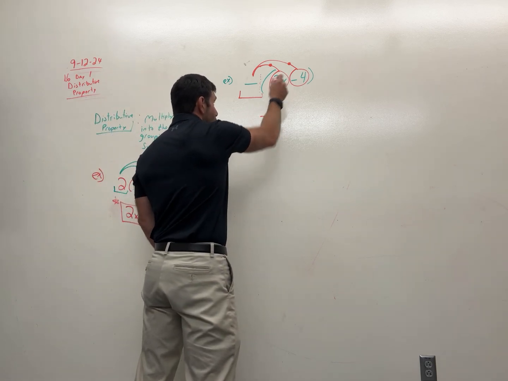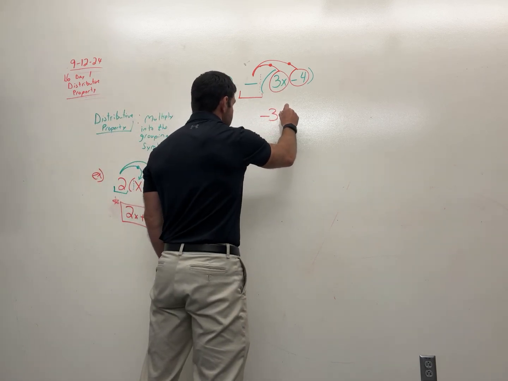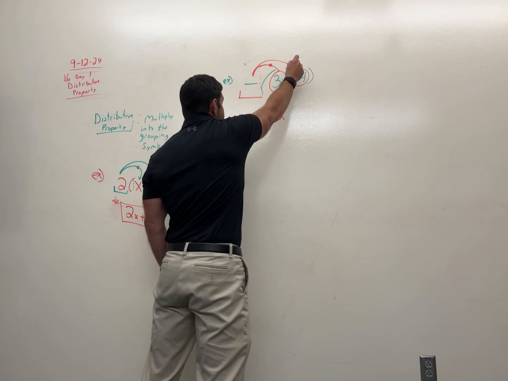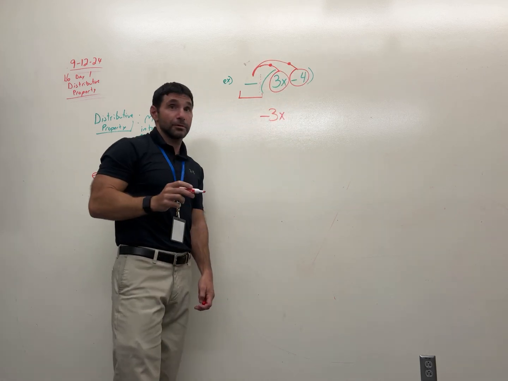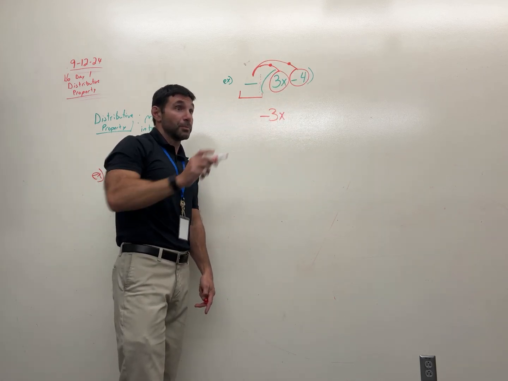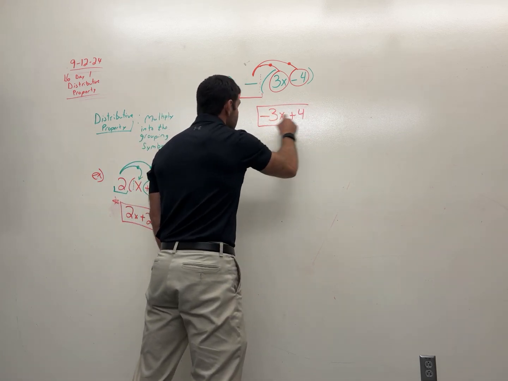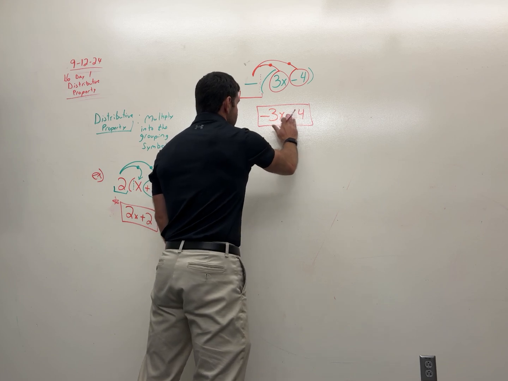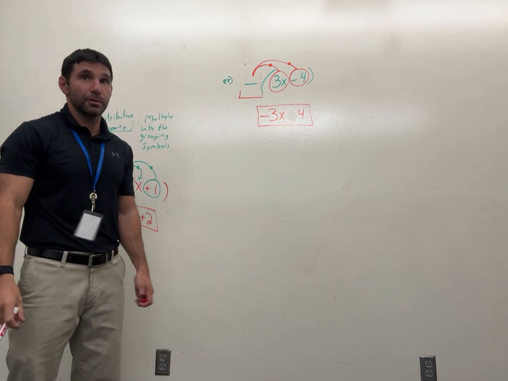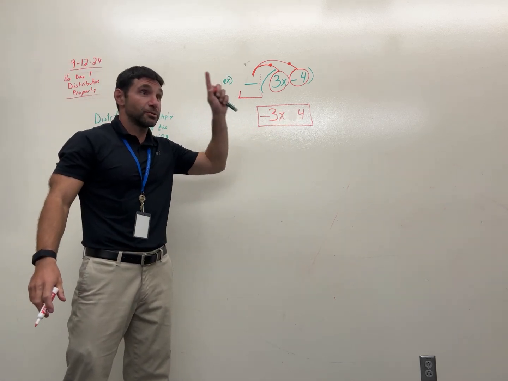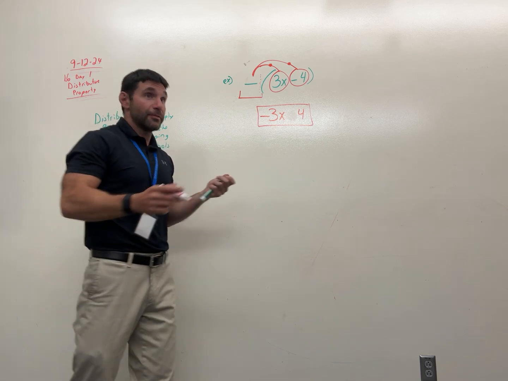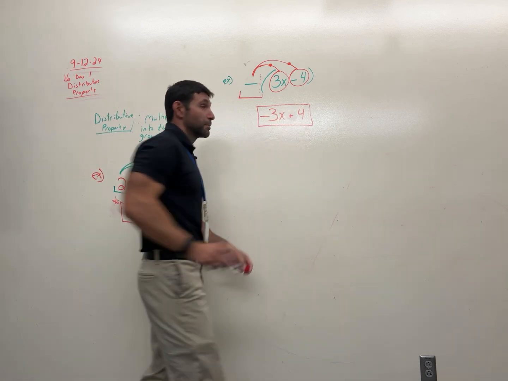Negative 3 what? X. Negative 1 times negative 4 is positive what? 4. Now, some of you are going to try to write negative 3x and positive 4. Yes, that's a positive 4, but you have to have a sign between them. If it's a positive, you put the plus.